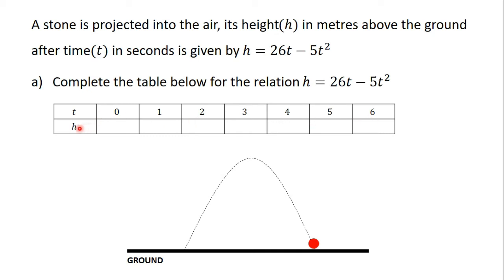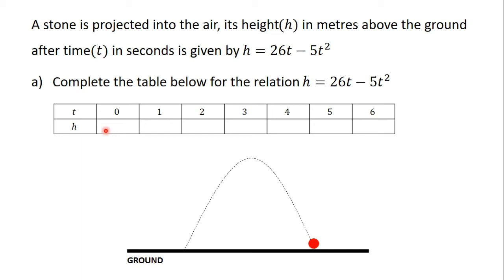That is, we are going to find the height reached by the stone, which is represented with h, when the time t is 0. We will find the height when the time t is 1, 2, 3, 4, 5, and 6. Remember that the time t is in seconds and the height is in meters.